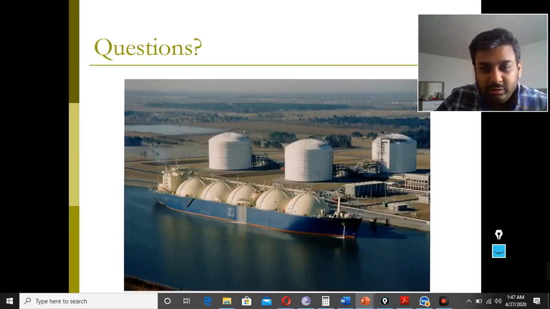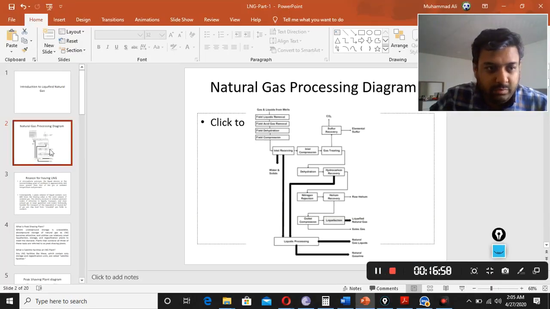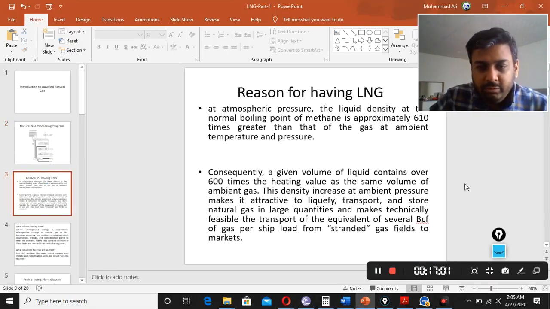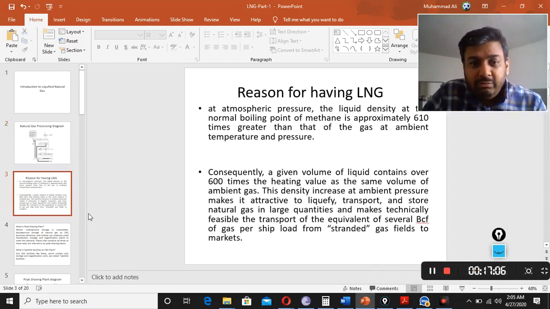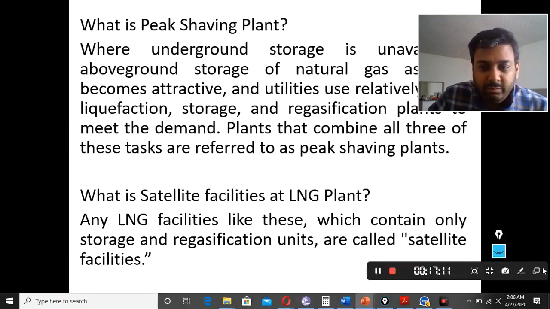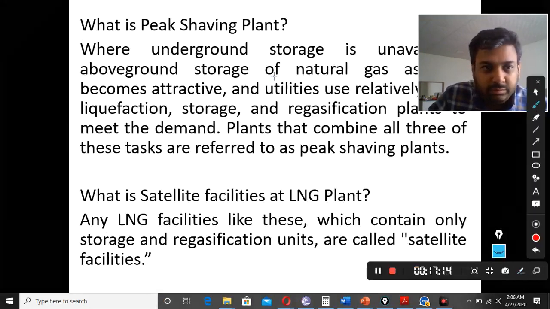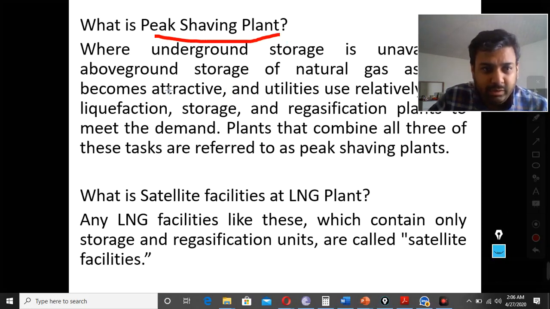So that was the introduction of liquefied natural gas, and now we will talk about the types of plants that we have for LNG. Basically, we have two kinds of plants. Number one is the peak shaving plant. In this kind of plant, we actually have above ground storage. We have liquefaction, we have storage, and we have a regasification plant. So the peak shaving plant has all the options.